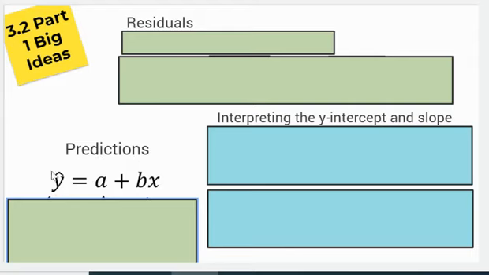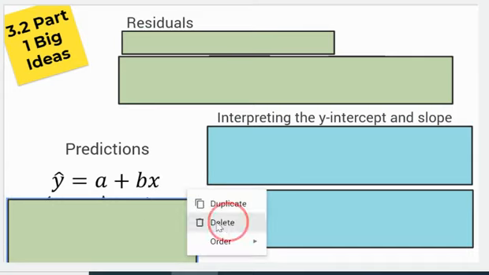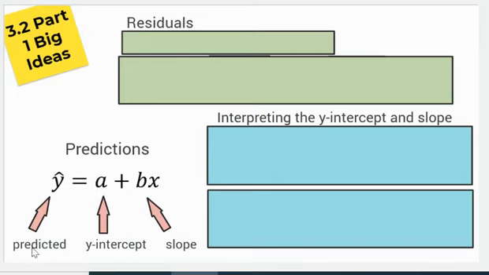The y, remember this is y hat, and this is the predicted value. A in general is our y-intercept and B is our slope. So if we label those things, we can label them like this. Y hat is the predicted value, A is the y-intercept, and B is our slope.